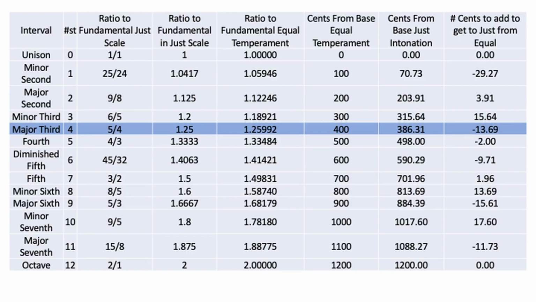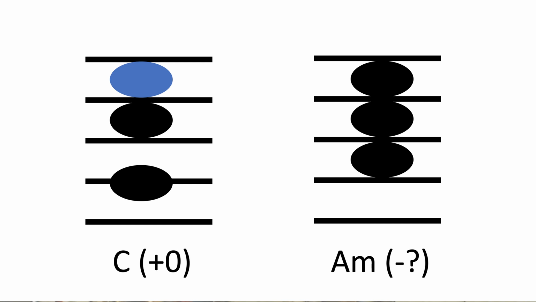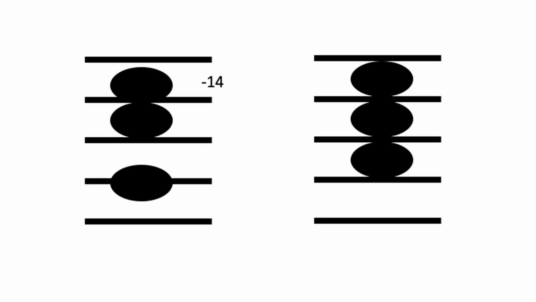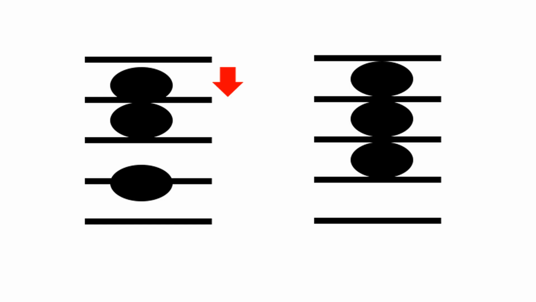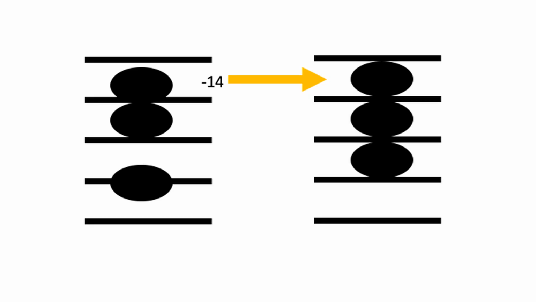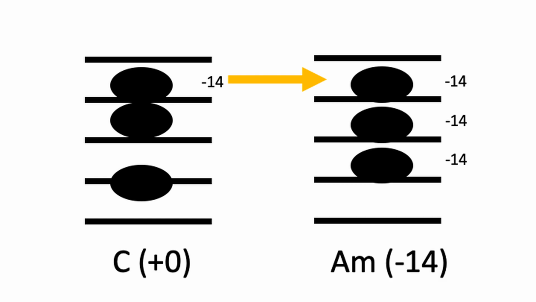If we look at the chart, we will see that the major third in just intonation is slightly flatter than it is in equal temperament. We're going to take that high E and shift it down 14 cents. So that way when we transition to the A minor, we can keep that E the same and shift the entire rest of the chord down 14 cents.